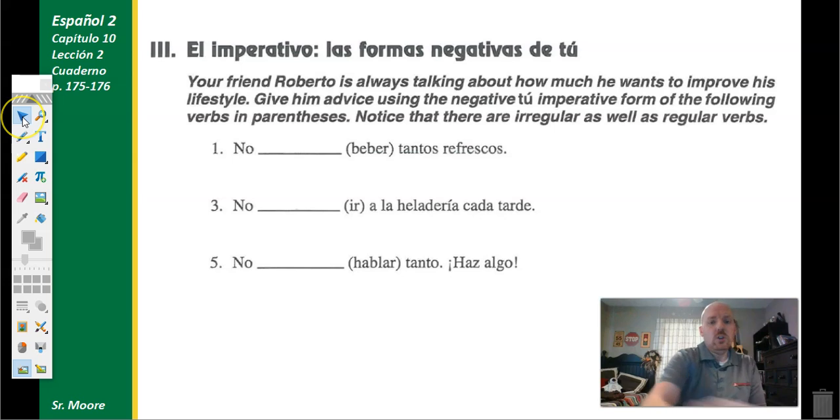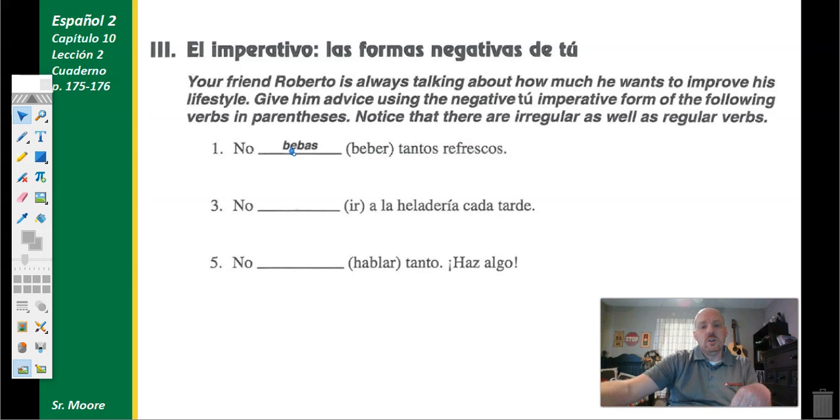Número 1. No beber tantos refrescos. Don't drink so many soft drinks. That would be no bebas. Again, we build from the yo form, bebo, drop the o, beb, then add the opposite ending with the s. Since it's an ER verb, we're going to use the a. No bebas tantos refrescos.